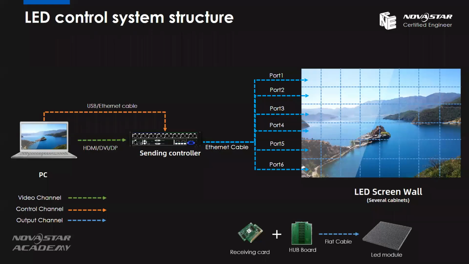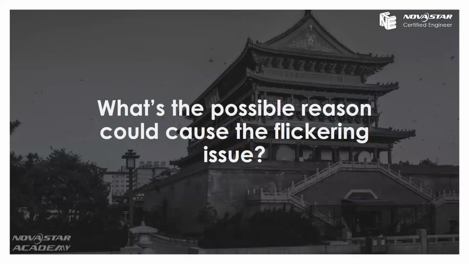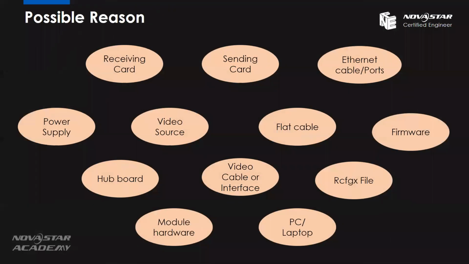So if we ask ourselves what the possible reasons could be that cause a flickering issue, I think if you check the system structure, you will know every single device or cable could be a possible reason. So the possible reasons will be like this: the power supply, receiving card, hub board, video source, sending card, Ethernet cables, firmware, RCFG, etc.